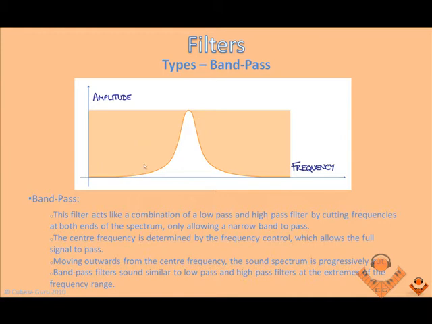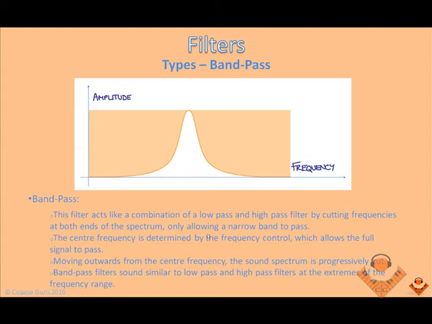So as you can see here, this is the band that the filter allows to pass. The white section is the only frequencies that will pass the filter. This section here and this section here have both been removed. So as it says here, the center frequency is determined by the frequency control, which allows the full signal to pass. Moving outwards from the center frequency, the sound spectrum is progressively cut. So as you can see, it's not a definite cut. It doesn't go straight line from there to there. It's progressively cut on the way out.